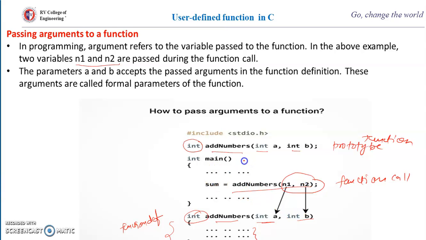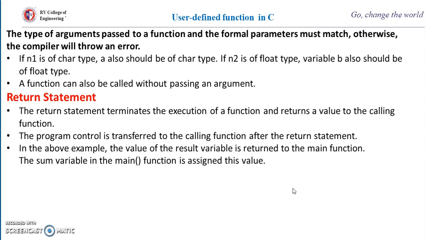When we execute the program, the execution will start from the main function. As soon as the compiler sees this, the control will transfer to the function definition. Whatever values we have passed here, n1 and n2, will be copied to a and b. The types should match. For example, if n1 is of char type, a should also be of char type. If n2 is of float type, variable b should also be of float type. There should not be any mismatch, so we have to take care of that.